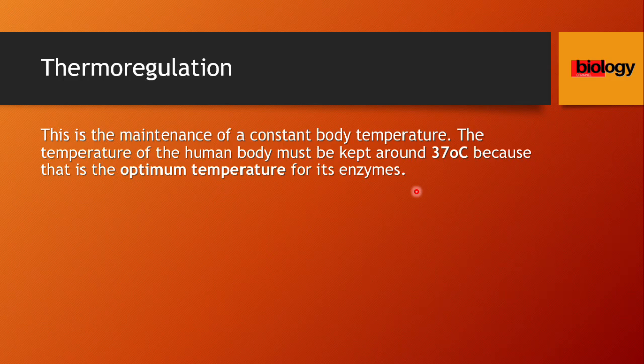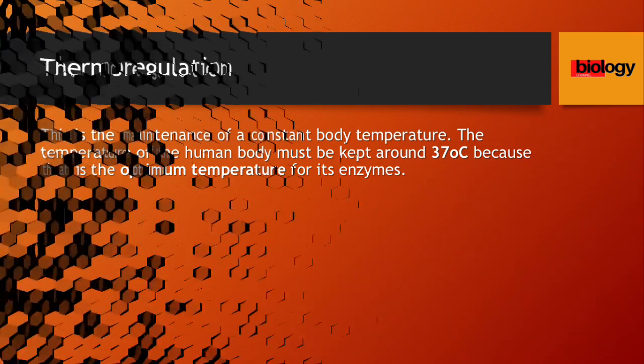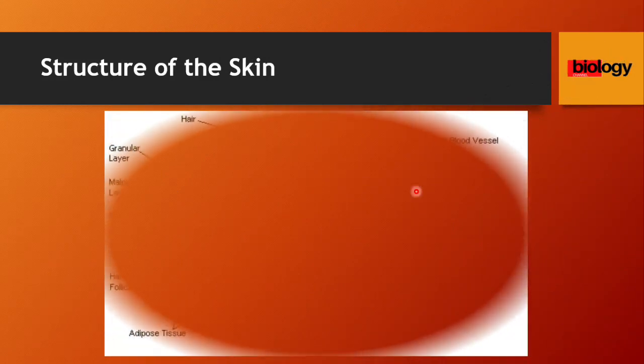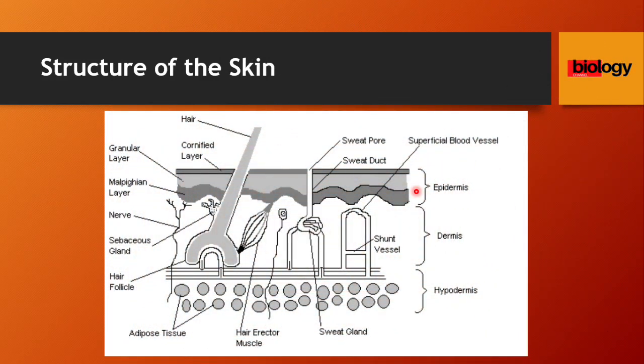Now let's look at the structure of the skin. I want you to pause the video and look at this diagram very well. Look at each part of this diagram. We've got the hair here. This is the hair. We've got the cornified layer. This is the first layer, which is known as the cornified layer. We've got the second layer, which is known as the granular layer. We've got the third layer, which is known as the Malpighian layer.